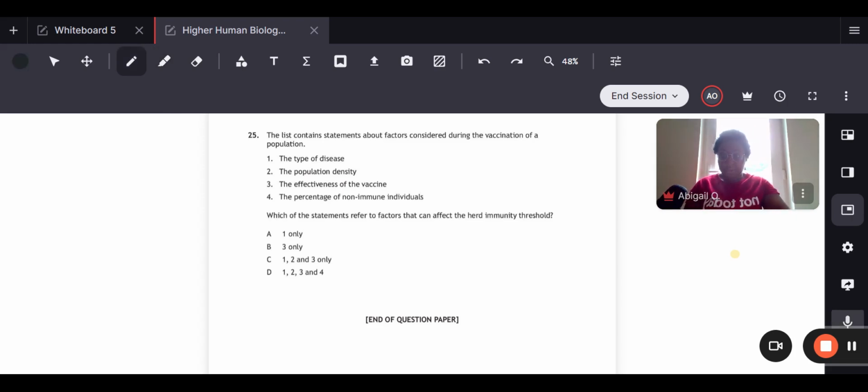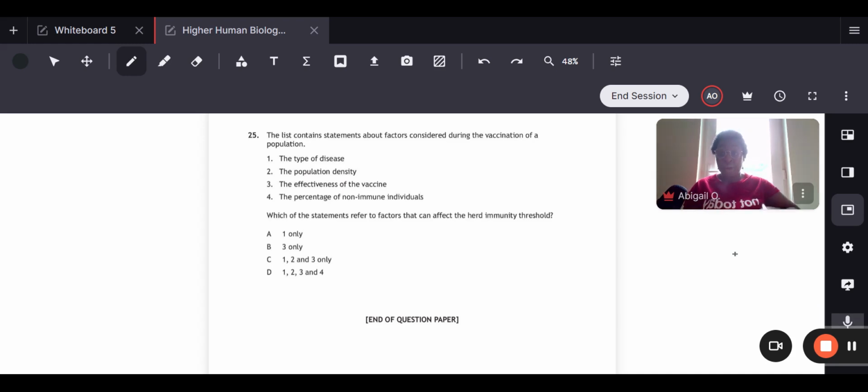And finally, the last question. Question 25, the list contains statements about the factors considered during the vaccination of a population. So the type of disease, population density, effectiveness of vaccine, and the percentage of non-immune individuals. Which of the statements refers to factors that can affect the herd immunity threshold?